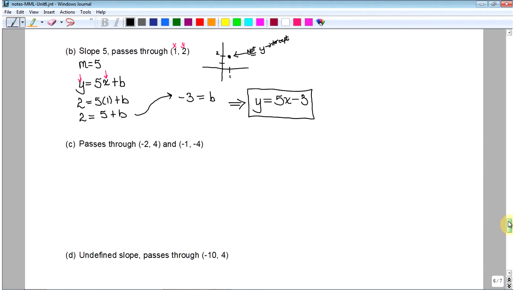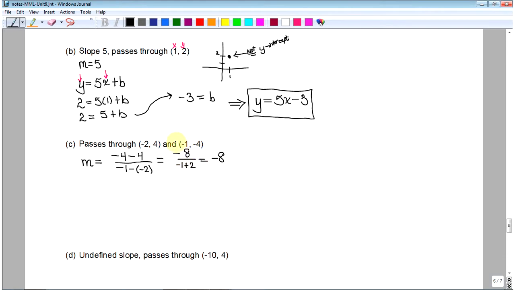Going into example C. To get the equation of our line, we're going to need the slope, so we can start off by figuring out slope. So our formula is change in y, so -4 minus 4, divided by change in x, -1 minus -2. So this gives me -8 divided by -1 plus 2, which is just going to be a 1 in the denominator. So our slope is -8.